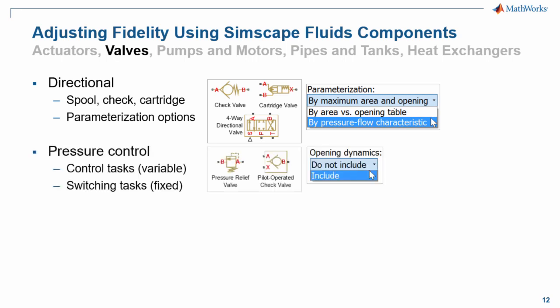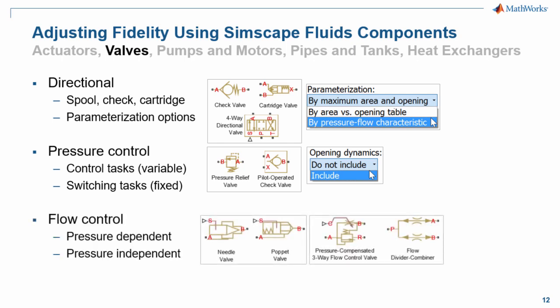There are also pressure control valves, those appropriate for control tasks where the throttle is variable, and those for switching tasks where the throttle is fixed. With these, you can also adjust whether or not the opening dynamics are included or neglected, again based on the needs of your simulation. There are also a range of flow control valves, those where the flow is pressure dependent and those where the flow is pressure independent.